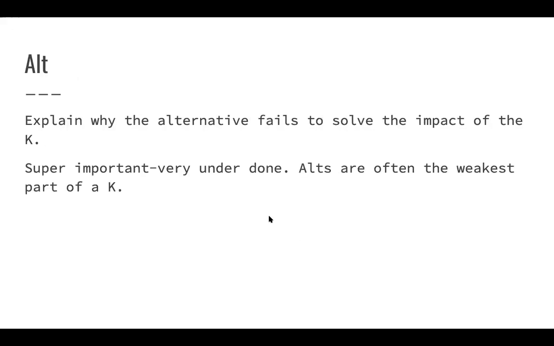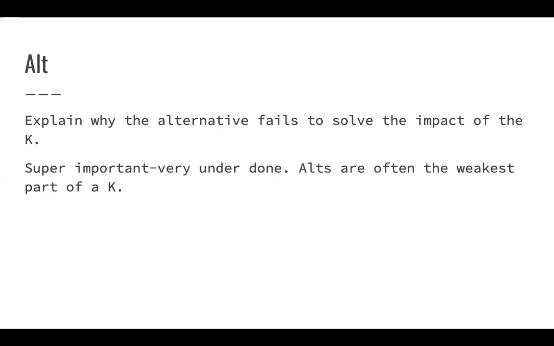Alt, this is explaining why the alternative fails to solve the impact of the K. This is very important and very underdone. Alts are often the weakest part of the K. If there were really good, easy ways to solve capitalism or settler colonialism, we would have done them. So normally alts are not super good. Explain that in your round. Explain that their alt is not a successful way of solving their impact or their critique.